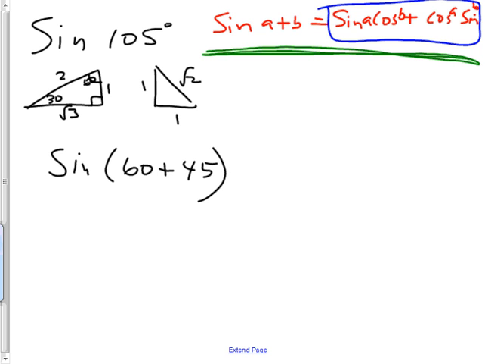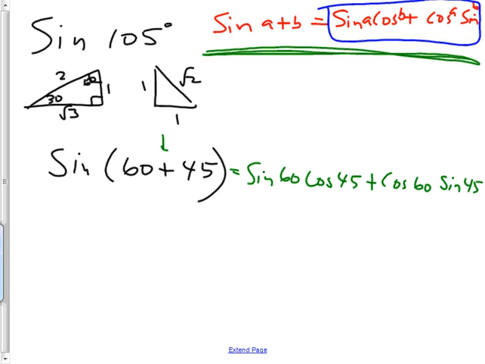this. Sine of 60 plus 45 would be sine 60 cosine 45. Same sine as what they used, plus, sorry, cosine 60 sine 45. I think my mic's cutting in and out. That's kind of freaking me out. Hold on.